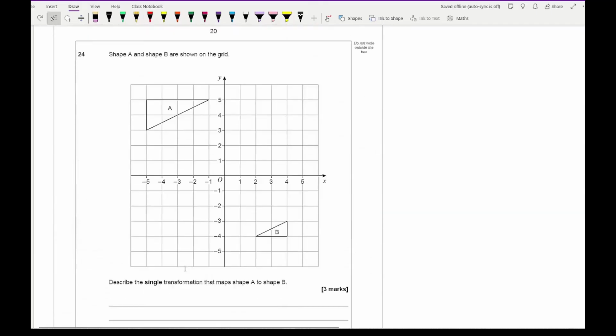Now moving on to question 24. So this is moving on to transformations. So it says shape A and shape B are shown on the grid. Describe the transformation that maps A to B. So I'm going from A to B. Now you can see here that the shape has changed. So it's going to be an enlargement.